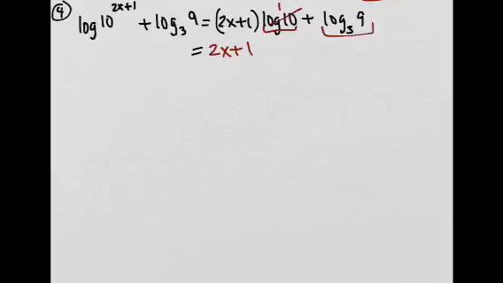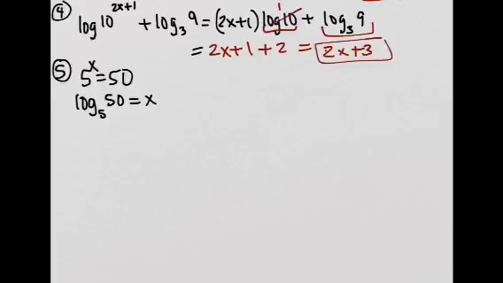And this log right here is 2 because 3 squared is equal to 9. So I'm going to put plus 2. Combine any like terms, so I've got 2x plus 3. And that's the answer. Okay, so for number 5, you're solving for x.